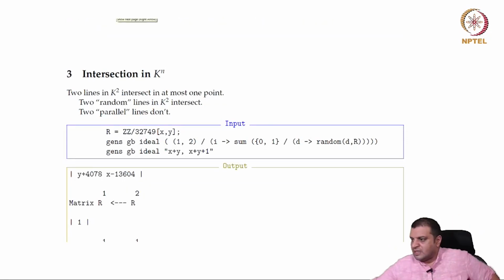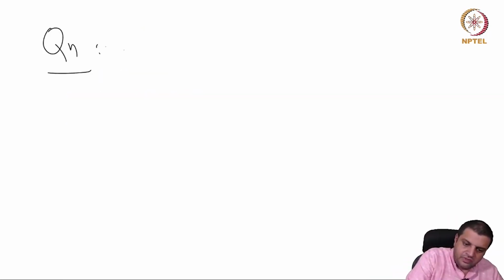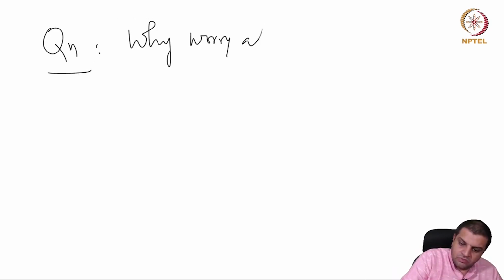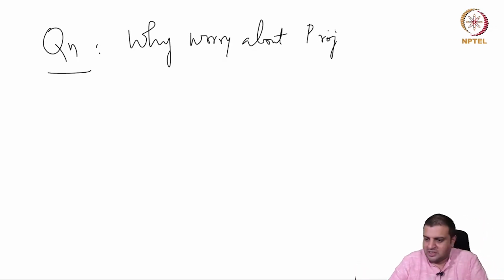Okay, so the next example we will discuss a little later. Now we want to worry about why care about these homogeneous proj and homogeneous ideals, etc. Why not just work with spec and Kn? So this is the question. Why worry about proj? It already looks like a very complicated construction.